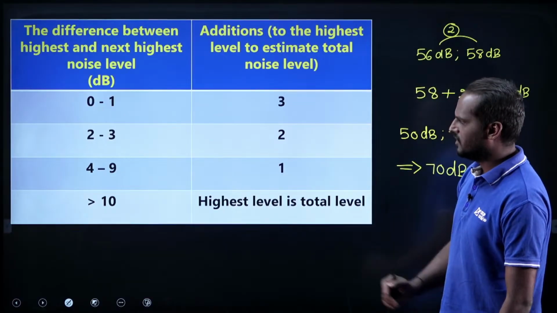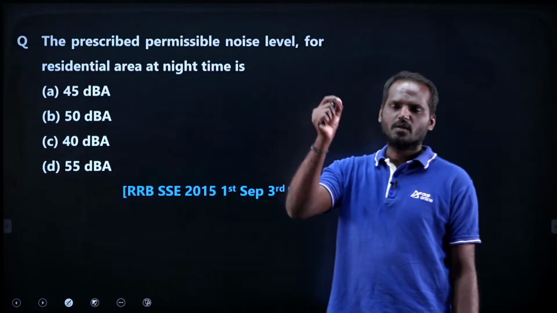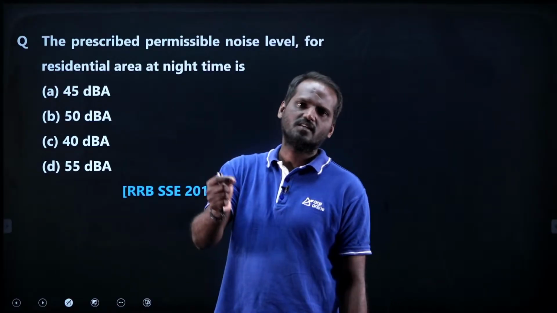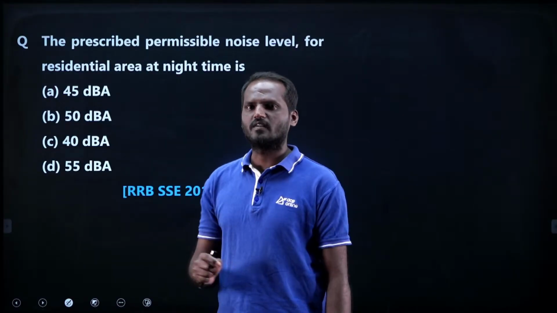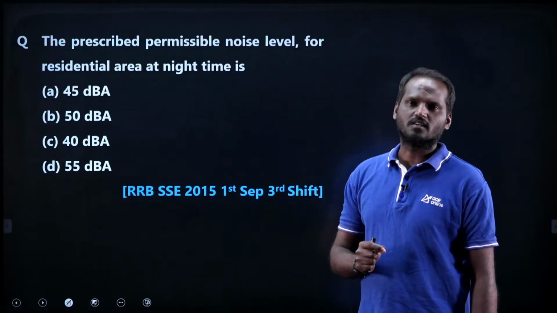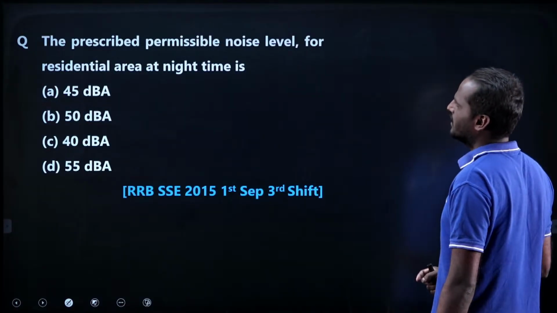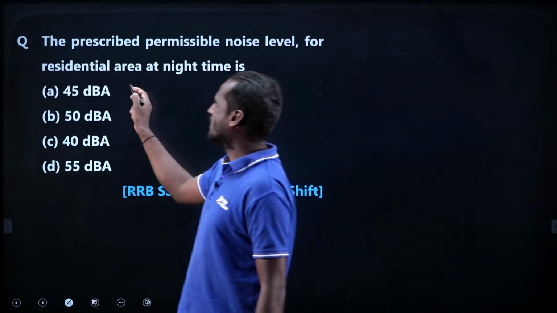Okay, very easy, important questions. Look at this. This is a very important question, many times asked in your RRB JE and other competitive exams. They are focusing more on standards, noise standards. The prescribed permissible noise level for residential area at night time, the value is 45.